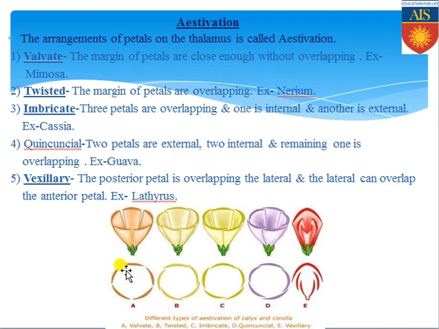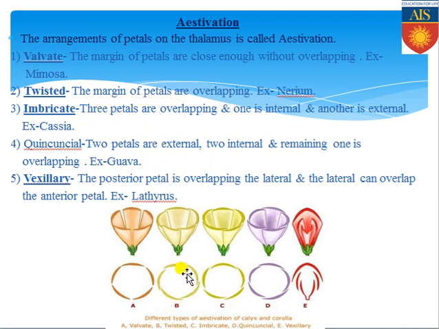You can see here this specific estivation is the valvate, where you can see the ends of the petals, or the margin of the petals, are very close to each other, but they are not overlapping or even touching. So that is known as valvate type of the estivation. Example, Mimosa pudica plant.